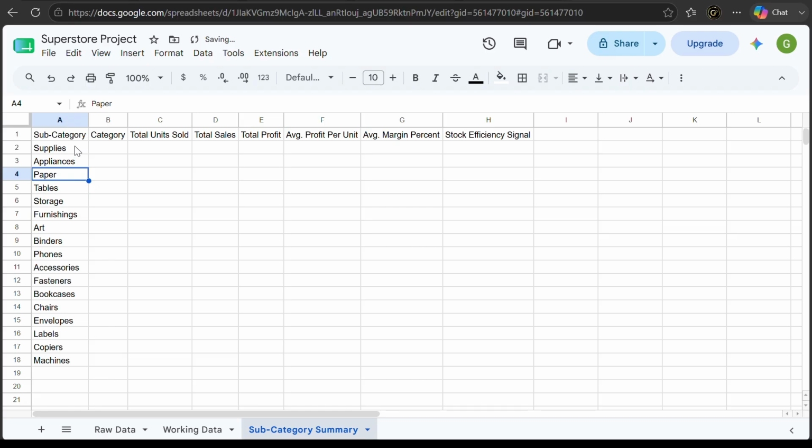So you can see all subcategories, all 17 of them, have been brought out, right? It gave us everything that is there. So with this now, we can proceed to start filling up all the other columns.